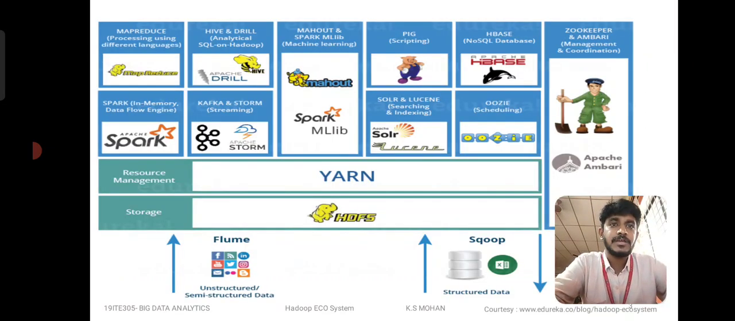Next, on the screen we can see MapReduce, Hive, Mahout, Spark MLlib, Pig and other things. Then HBase and others, Apache YARN for resource management, and then storage is HDFS. Here Flume handles unstructured and semi-structured data, followed by structured data, which is Sqoop. These play a major role here. So Flume is for unstructured and semi-structured data, and Sqoop is for structured data.